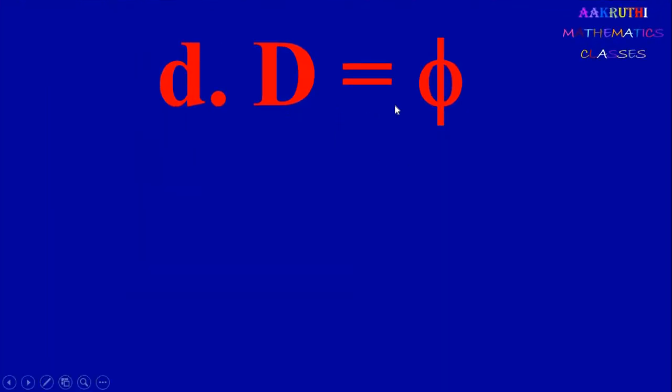So next one, D equal to empty set. Now whether it is possible to form a subset for the empty set? It is possible. Now here the total number of elements is 0. So therefore the number of subsets is 2 to the power 0. So you have to get 1 subset.